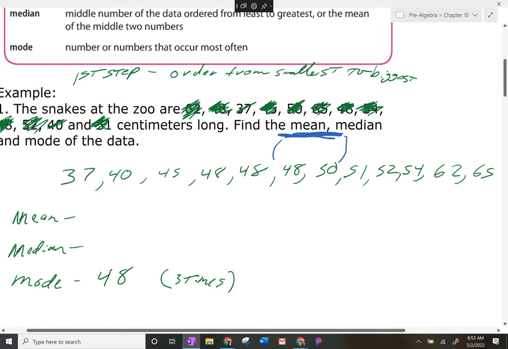Do you remember what they said if we have 2 of them in the middle? Yeah, we're going to add both those together and divide by 2. If this was 48, this was 50, I need to find out exactly what the middle number is. So I'm going to write it over here. I have 48 plus 50 because those are both my middle, and I'm going to divide it by 2. So my median is going to be 49.